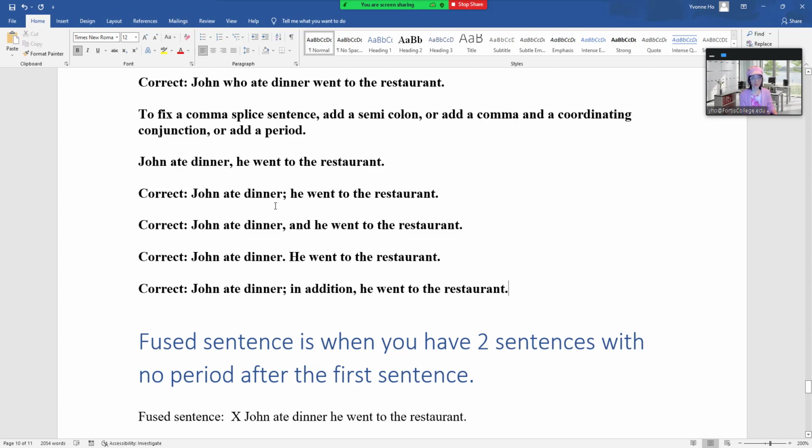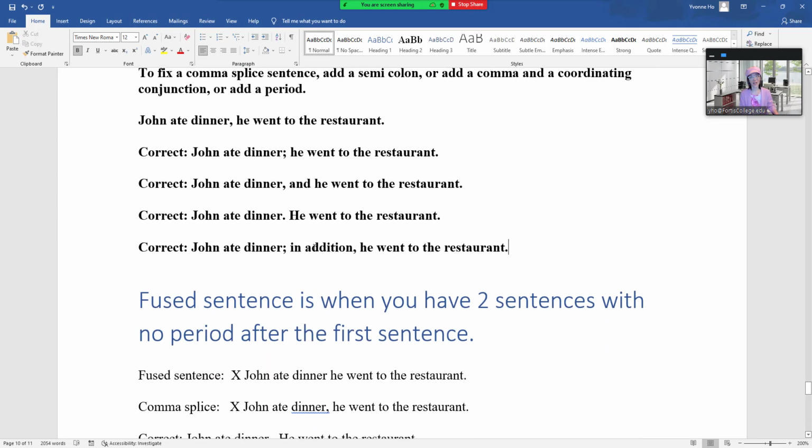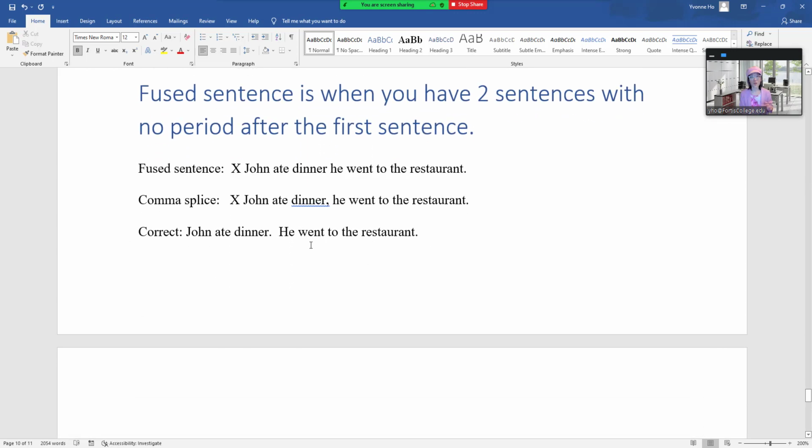So either with a semicolon, with a comma and coordinating conjunction, with a period, or with a semicolon and transition word. I'm not sure if this covers on your quiz. I think your quiz just does the first 3. You can look at my week 5 quiz notes, where I go over much faster how you fix a comma splice and how you fix a fused sentence, a run-on sentence.